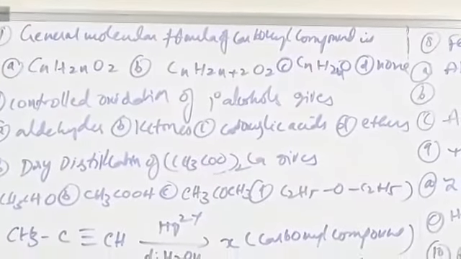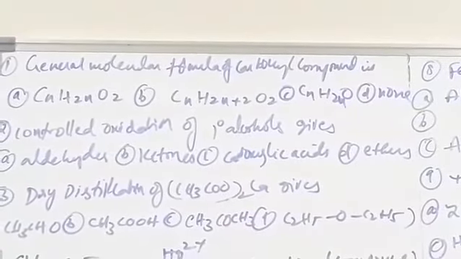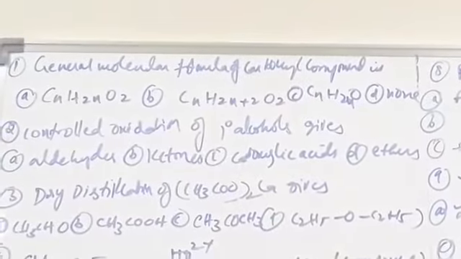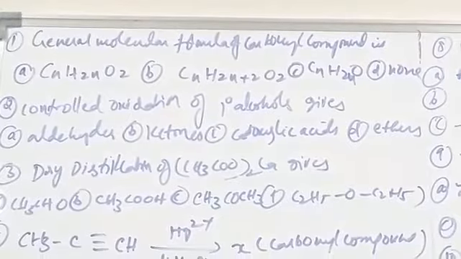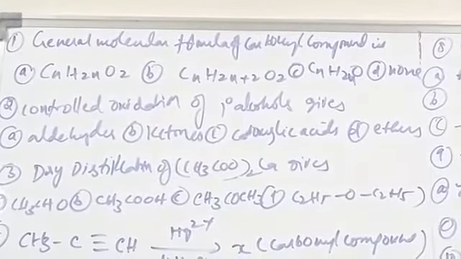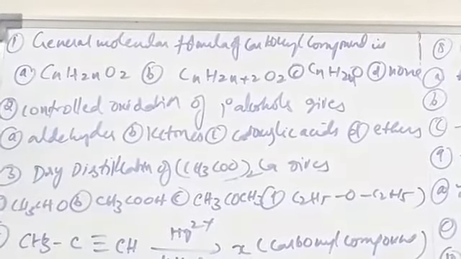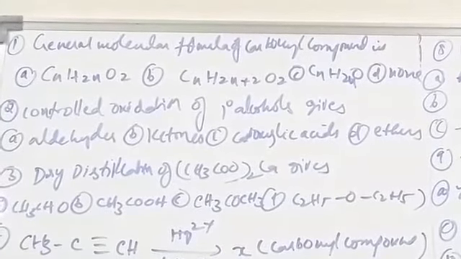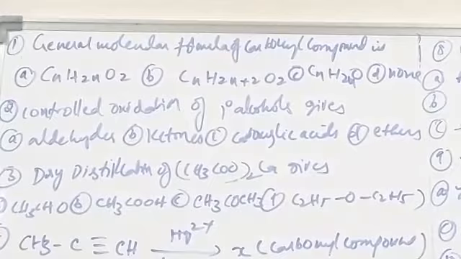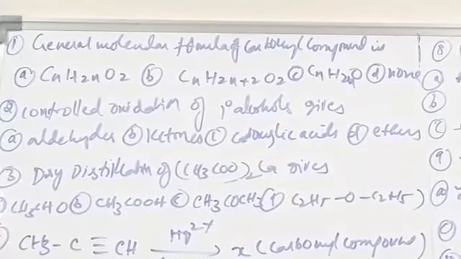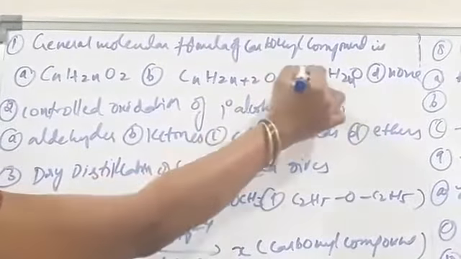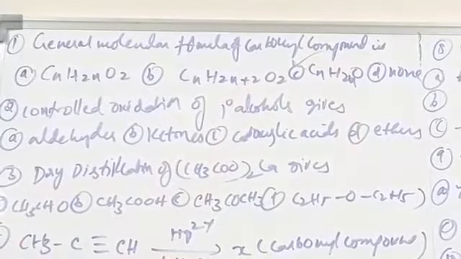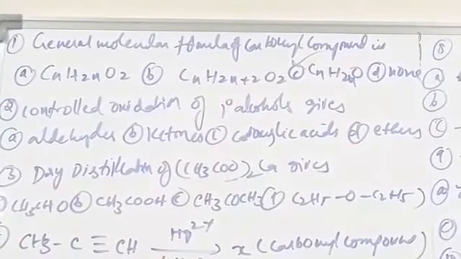Next, some objective bits regarding this. So you have up to oxidation and reduction for this weekend. Okay. So first, general molecular formula of carbonyl compound is. So general molecular formula for aldehydes and ketones is generally indicated with CnH2nO. So this is the general molecular formula.